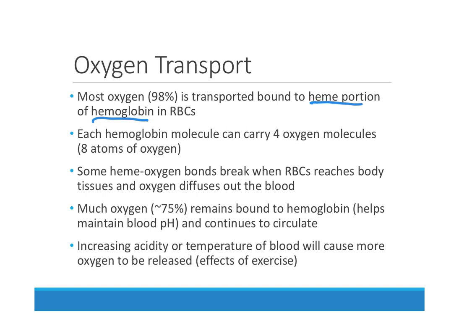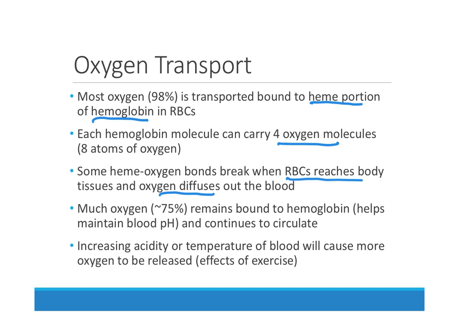Because each hemoglobin molecule can carry 4 oxygen molecules, there's actually 8 atoms of oxygen, because oxygen is O2. Now, these hemoglobin or heme oxygen bond connections are not particularly strong, and so they're able to break when the red blood cells reach our body tissues and oxygen is drawn out because, again, of differences in concentration, to diffuse out of the blood. But really only about 25% of what's being carried will move into body tissues at any one time.